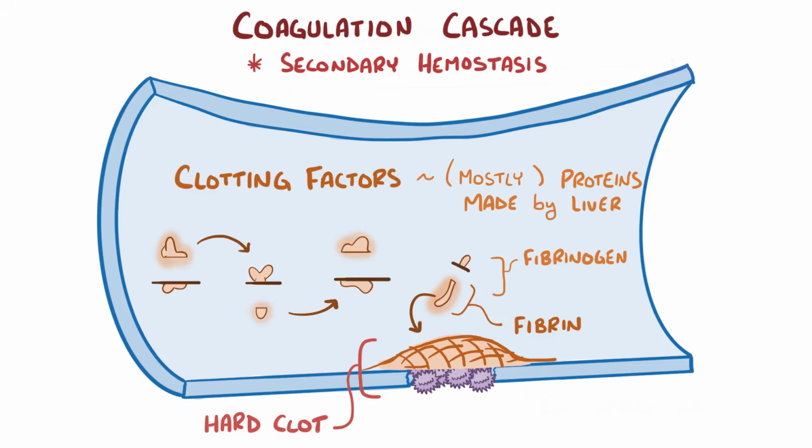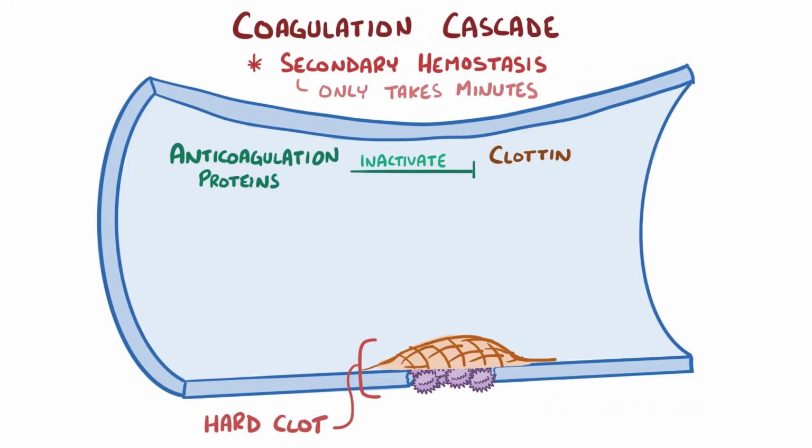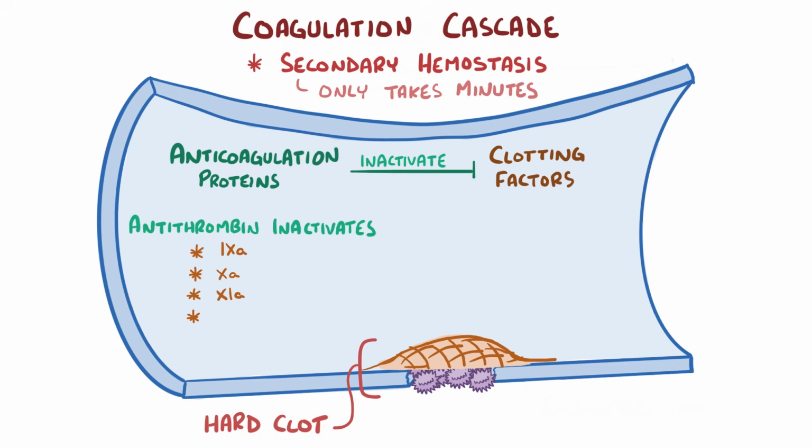This cascade has a huge degree of amplification, and takes only a few minutes from injury to clot formation. So the activation of the cascade is carefully controlled by anticoagulation proteins that target and inactivate key clotting factors. For example, antithrombin inactivates factors 9A, 10A, 11A, 12A, 7A, and thrombin, while protein C inactivates factors 5A and 8A.